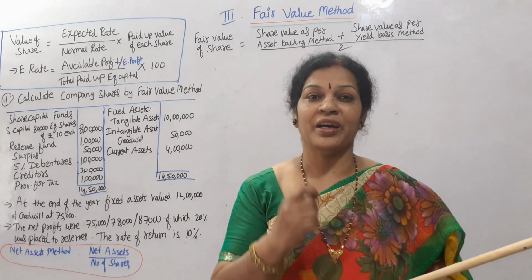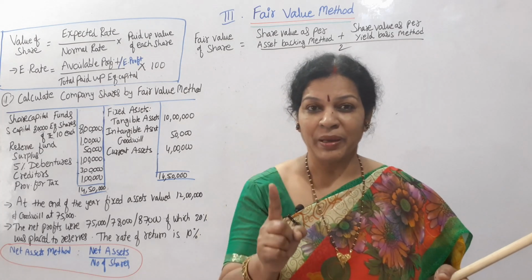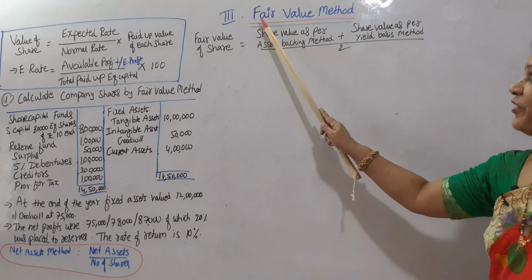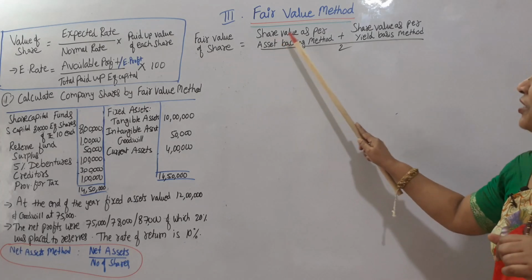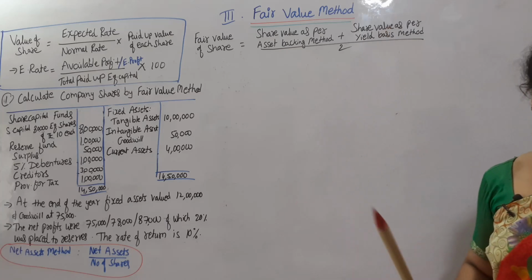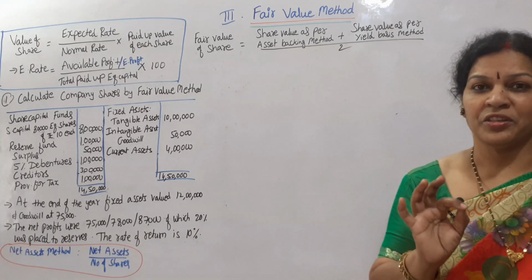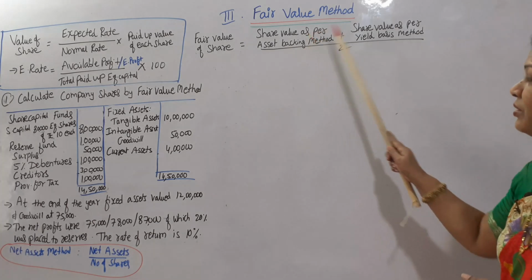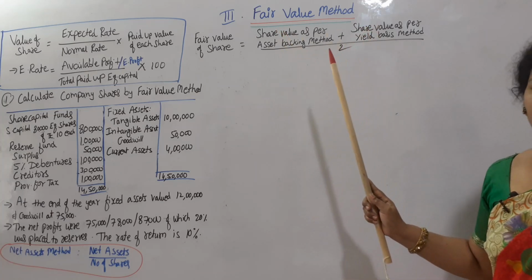Now coming to the fair value method, there are some drawbacks of the asset backing method and the yield method. To overcome that, the fair value method is nothing but the average of the asset backing method and the yield method. Still confused? See the formula. Fair value of shares is the share value as per the asset backing method plus the share value as per the yield basis method, divided by 2. It means we must know how to calculate the share value as per both the asset backing method and the yield method. Both you are adding and dividing by 2, which means it is the average of both methods.